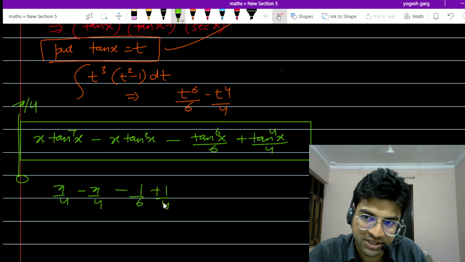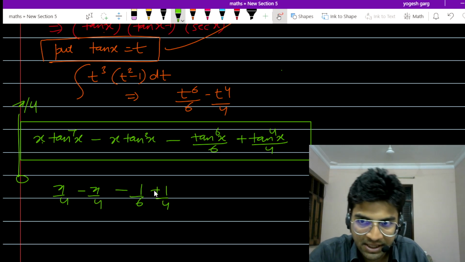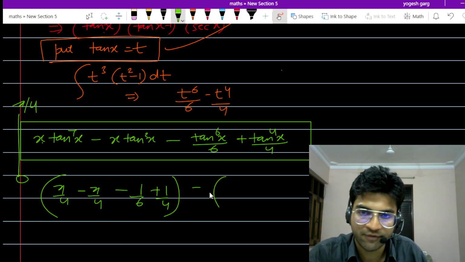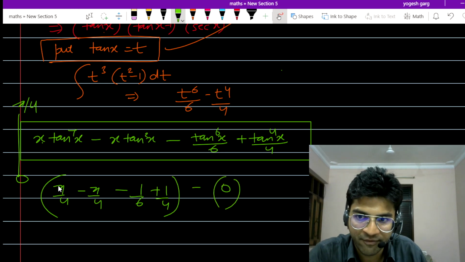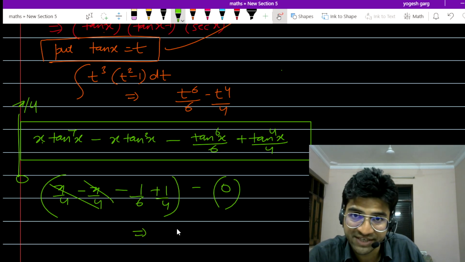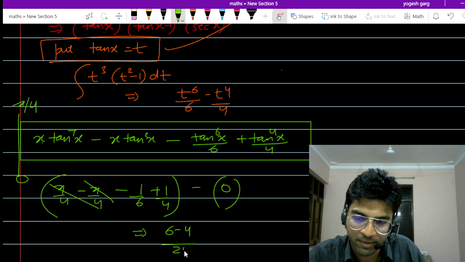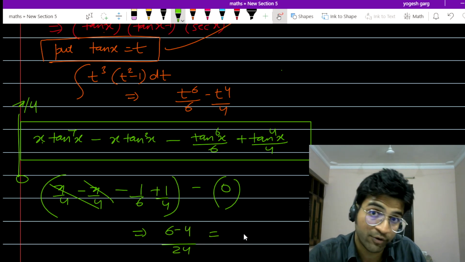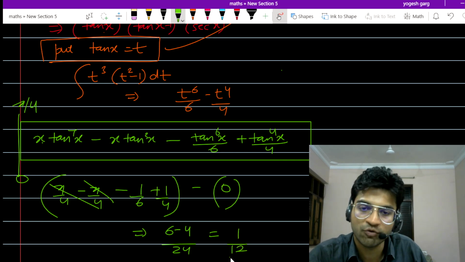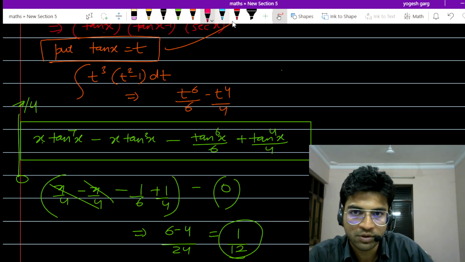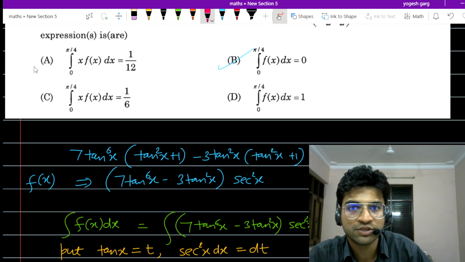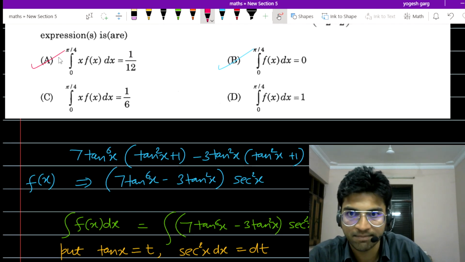So this is, if you replace pi by 4 as input, minus replacing 0 in terms of x, and it will be 0 only, right? So pi by 4 minus pi by 4 will get eliminated, minus 1 by 6 plus 1 by 4. If you evaluate this, it will be equal to 6 minus 4 in numerator upon 24 in denominator, which is 2 by 24. That is equal to 1 by 12. So the answer to this particular thing, integral of x f(x) dx from 0 to pi by 4, is 1 by 12. So A is the correct option among A and B.